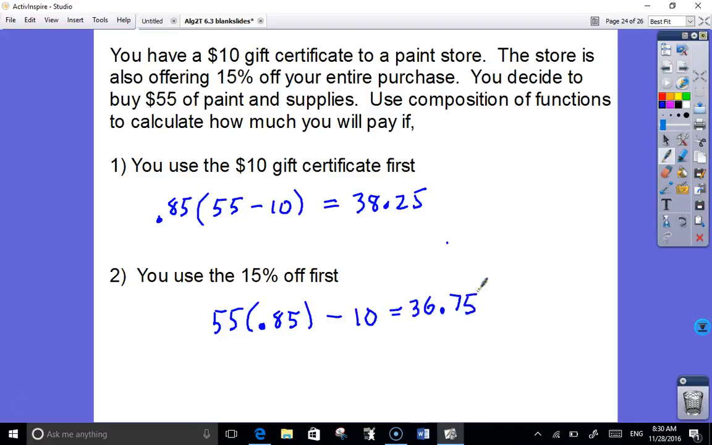Right, so which is the best way to do this? Yeah, take the 85% first and then take off the $10. So this is the best way. I'll call that a best buy. Not to be confused with the store. Okay. I mean, that's a practical example of using compositions, one function inside the other.